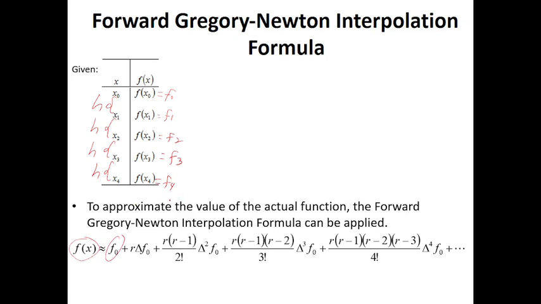Now then we have r. So what is r? r is the difference between x and x sub 0, divided by h. That is x minus x sub 0 over h. So that is r. So r is a certain value of x minus x sub 0, where this is x sub 0. Then we divide it by h, which is the tabular interval value.